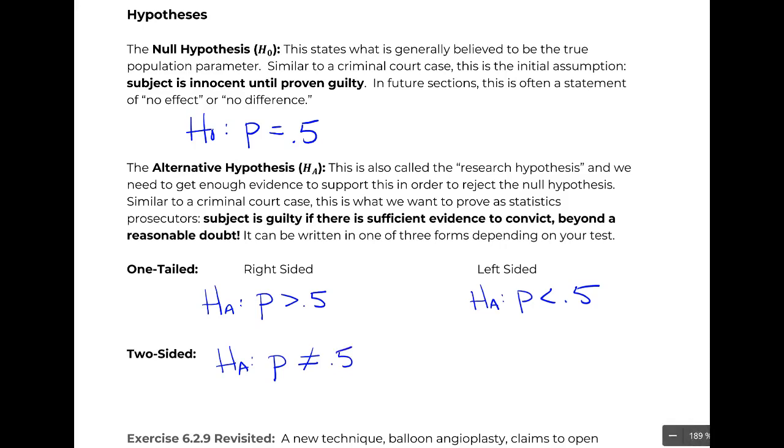So, some more about this. Our null hypothesis is our initial assumption. So in our court case example, we had to initially assume the client is innocent, and then we present evidence until we can hopefully, beyond a reasonable doubt, say that that is not true. They must be guilty. And our alternative hypothesis is what we want to prove.